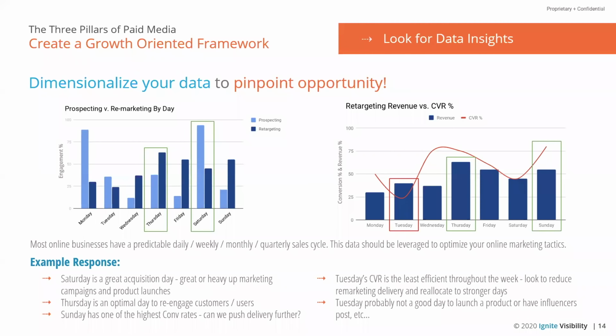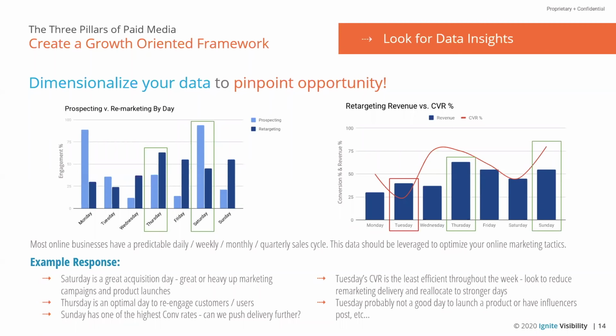And in this case, aligning user interest metrics against specific timing segments. Typically, online businesses have predictable daily, monthly, and quarterly online interest or sales cycles. For this example, I'm looking at day of week. On the chart on the left, you're going to see engagement on the vertical axis and day of week on the horizontal axis. This is sampling over 10 weeks of data for prospecting and remarketing audiences. There are several takeaways here.